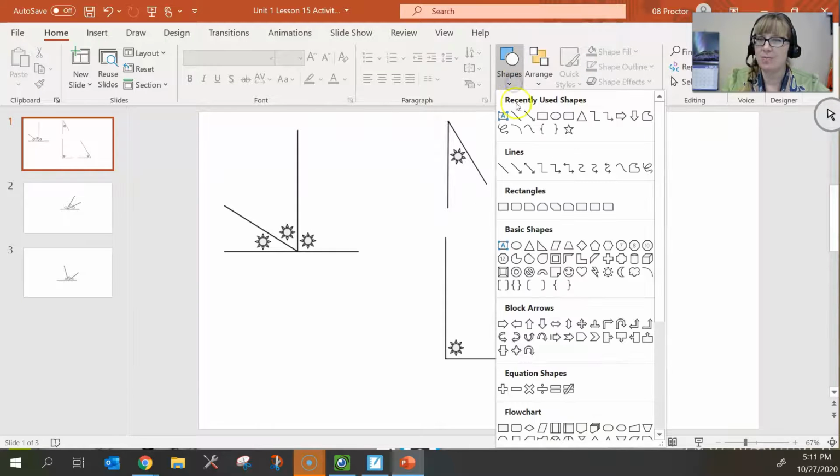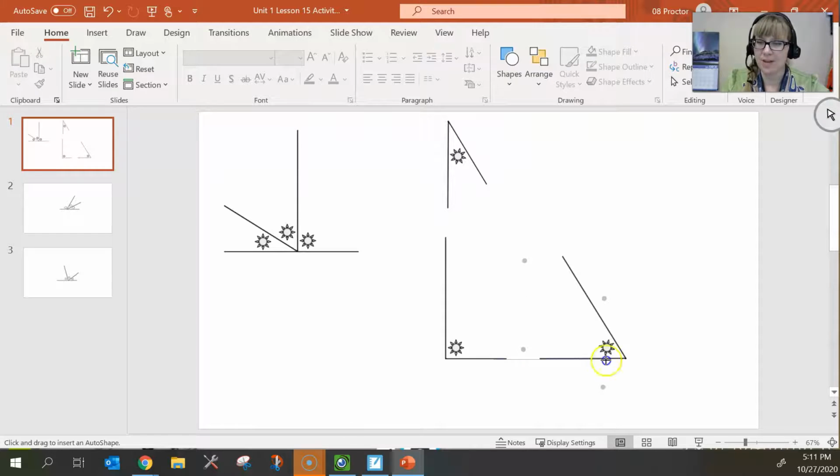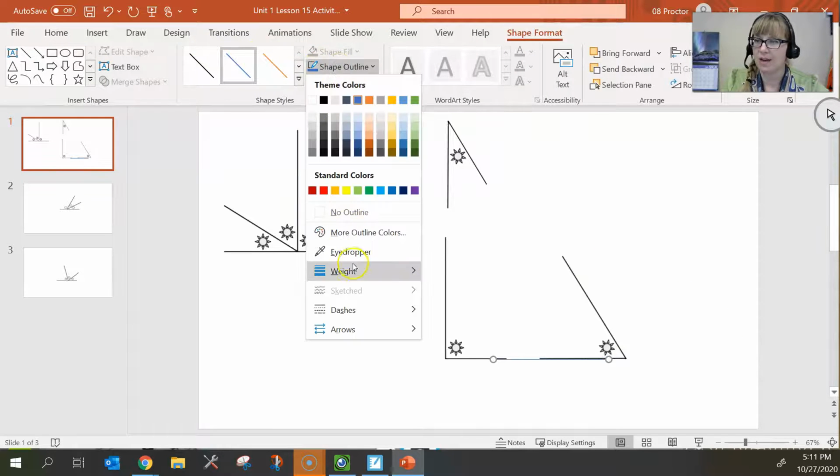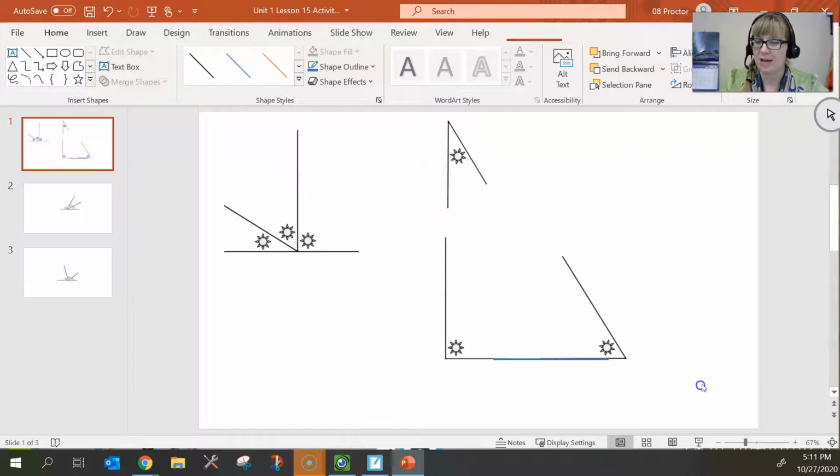So I would go Shape, insert the line, and then let's actually draw that line. That was very light blue. Not sure if you even saw that. Let me see if I can make that a little bit thicker. Okay, so now I've extended that line, and let's continue on.